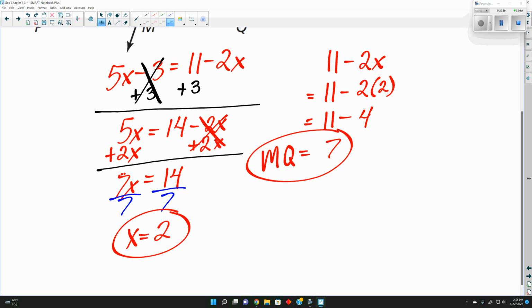And if we did the other way, 5 times 2 minus 3, well, 5 times 2 is 10, and 10 minus 3 is still 7. They both give us the same answer.